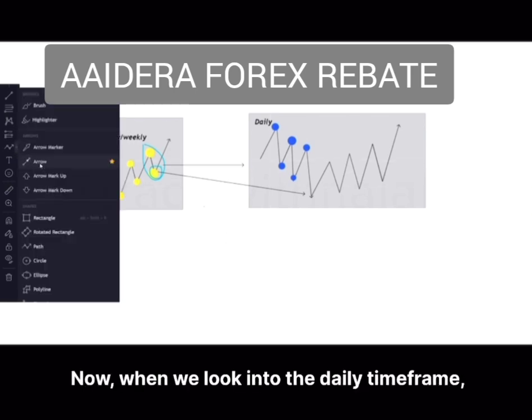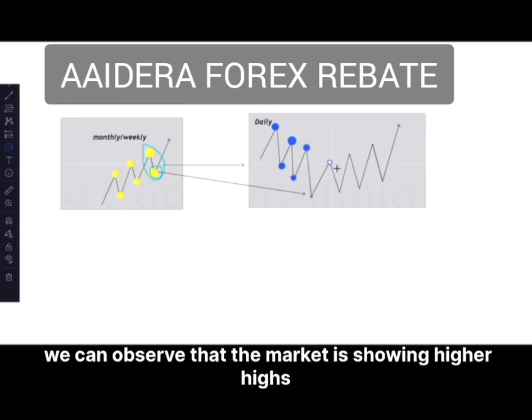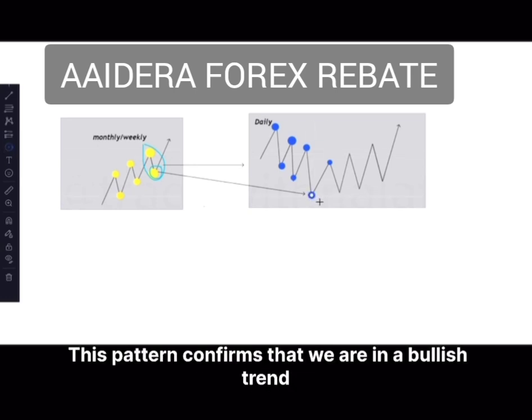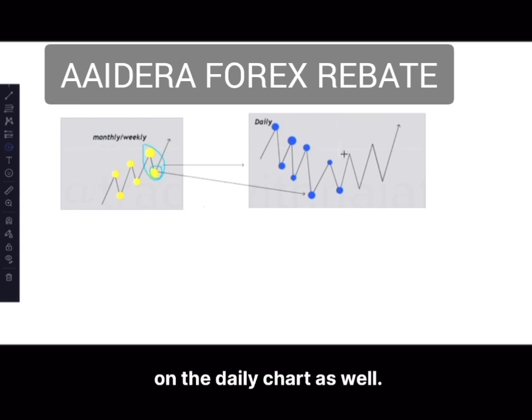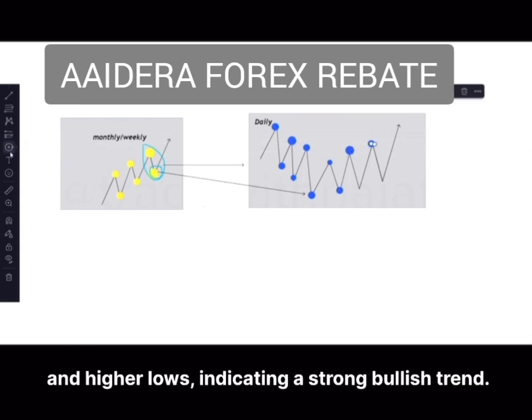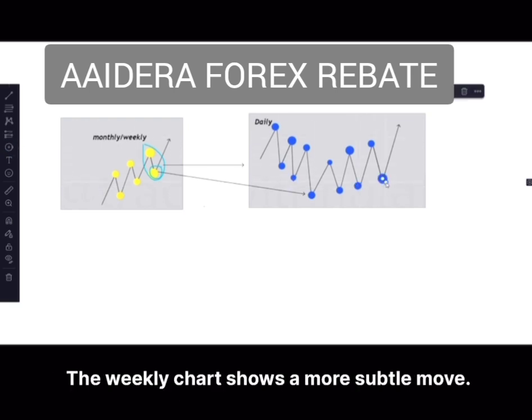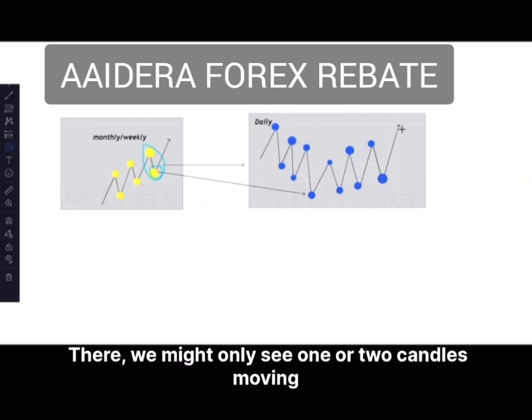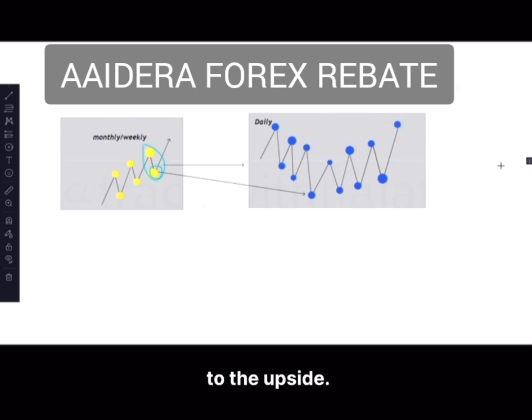Now, when we look into the daily time frame, we can observe that the market is showing higher highs and higher lows. This pattern confirms that we are in a bullish trend on the daily chart as well. While on the daily chart, we can see multiple higher highs and higher lows, indicating a strong bullish trend. The weekly chart shows a more subtle move. There, we might only see one or two candles moving to the upside.